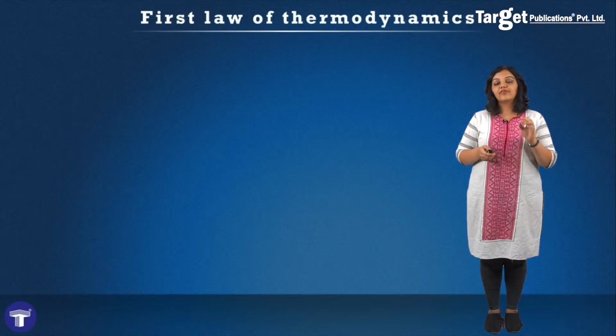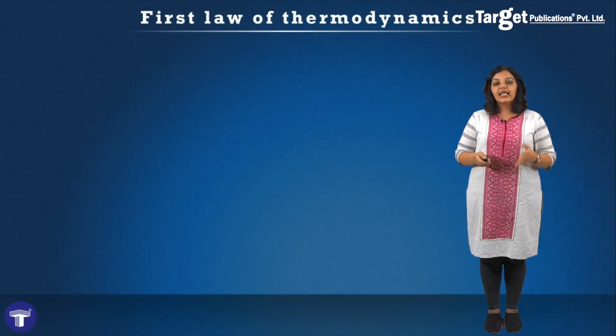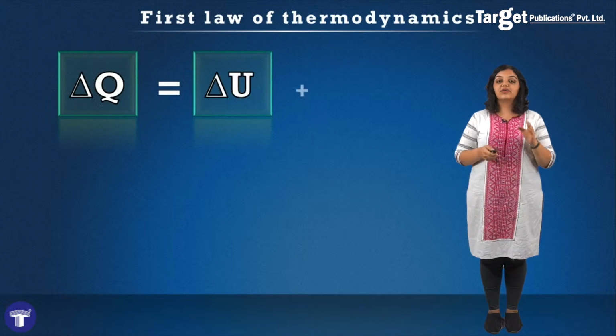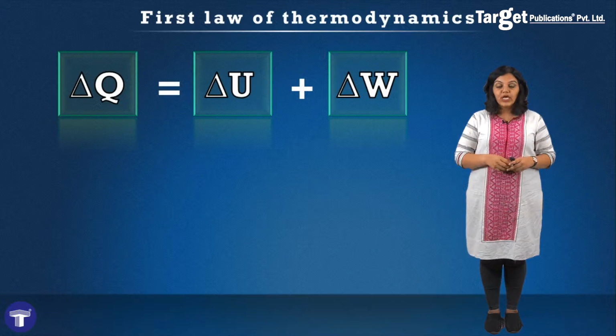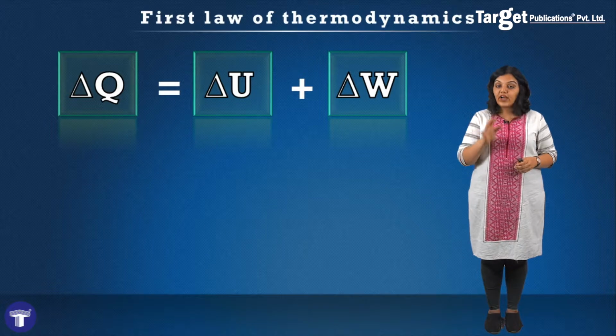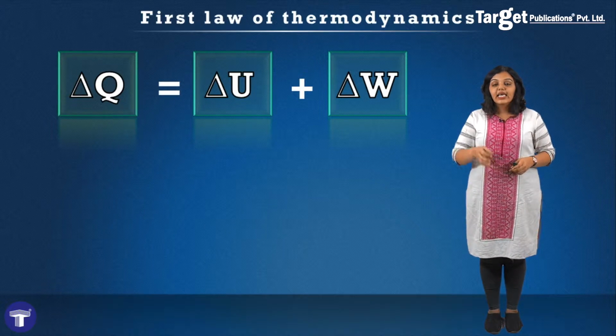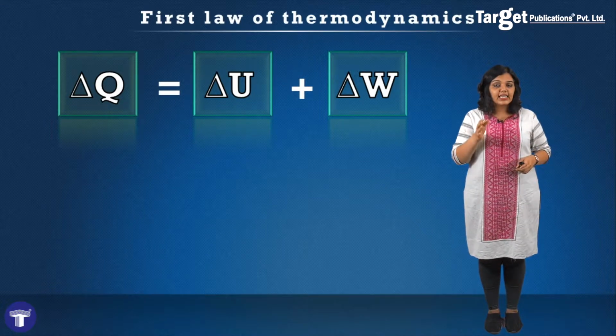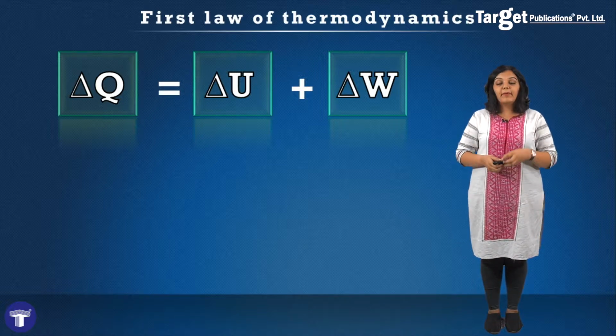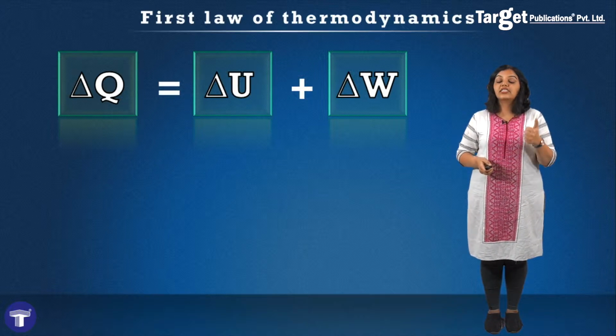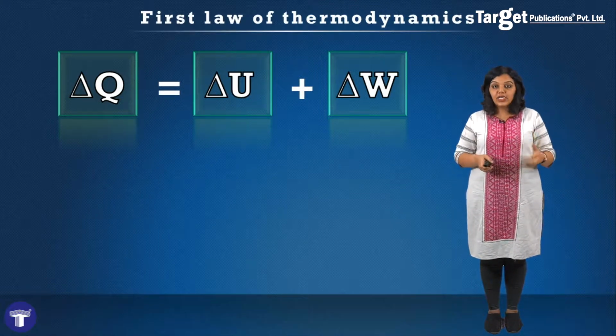Now, the relationship between the heat, work and the internal energy of a system is known as the first law of thermodynamics, and it simply says that delta Q is equal to delta U plus delta W. Now, this is a very wonderful and fundamental law of thermodynamics. It is basically saying that any heat energy exchanged in a system might be converted either in a change in its internal energy or in a change in its work.